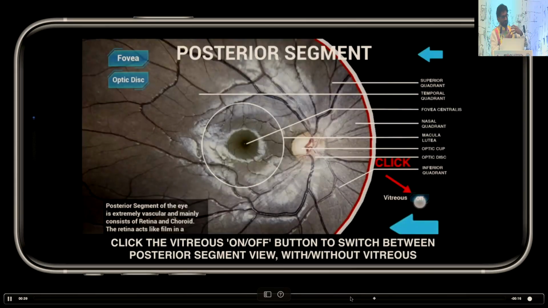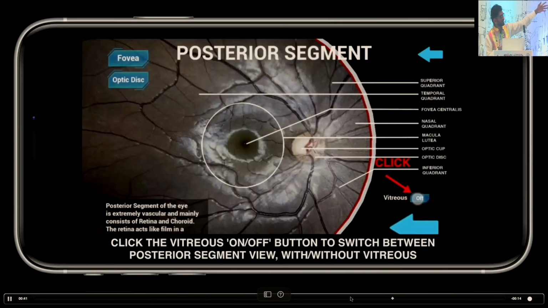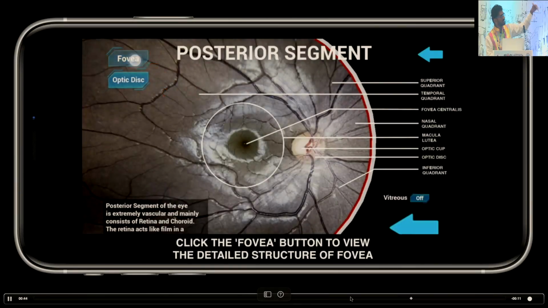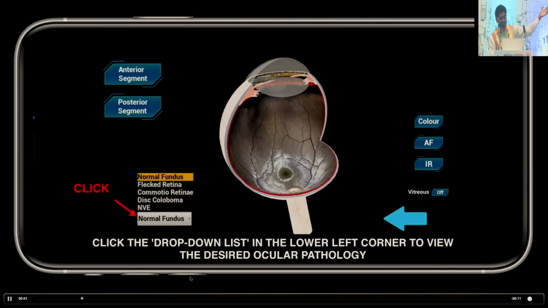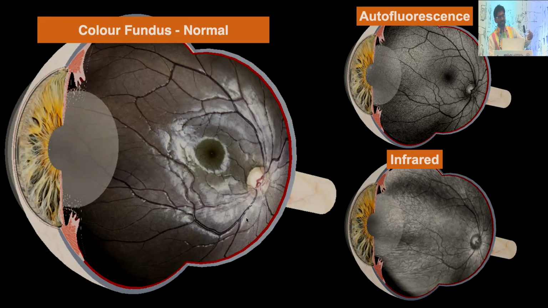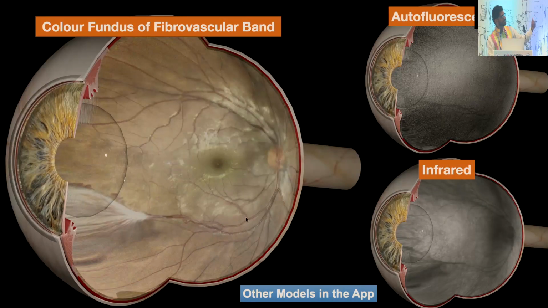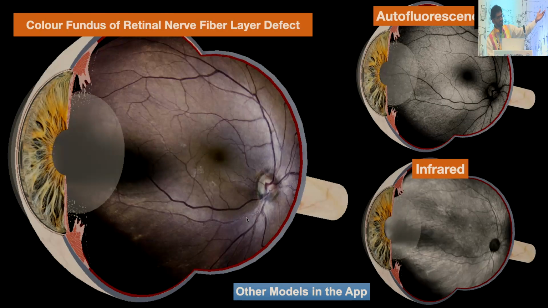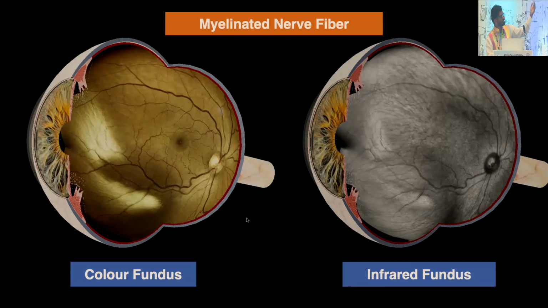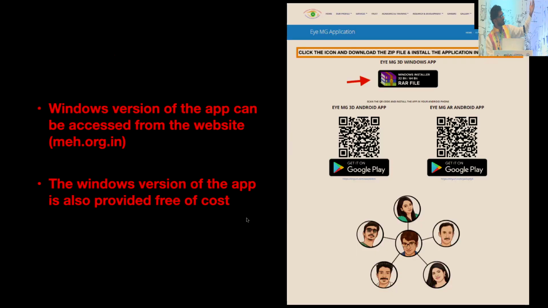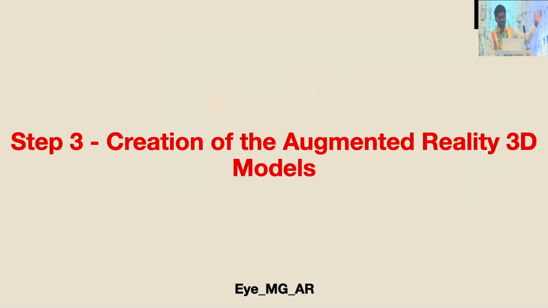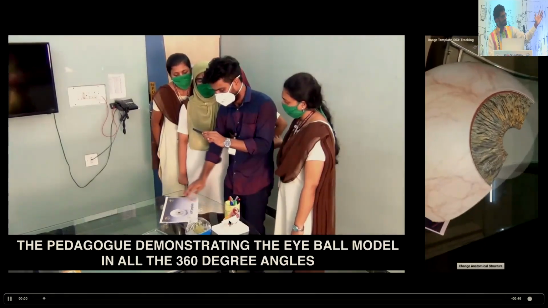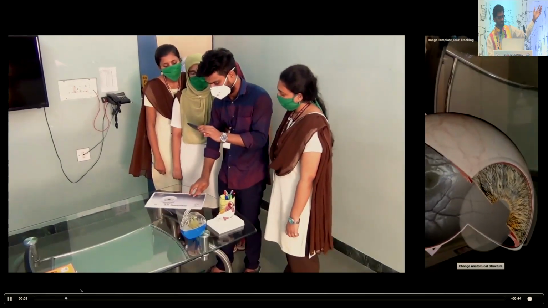Why not? I, being the user, don't control what the observer wants. I give them the option, and they choose their frame of choice as to what they want to see. And we started collecting the models. You can see different models of various pathological conditions: retina, glaucoma, myelinated nerve fibers, splinter hemorrhages, neovascularization. And we launched it on Windows as well, and we published it in the Indian Journal of Ophthalmology Innovation section in 2022.